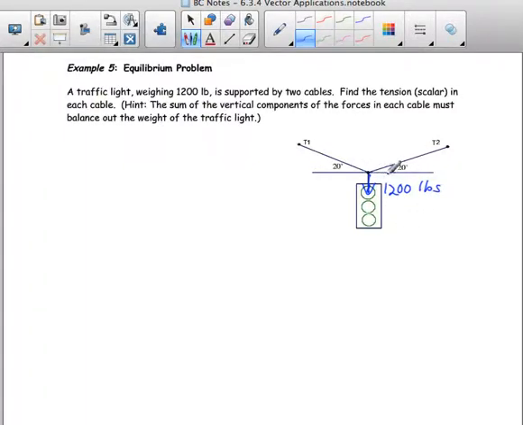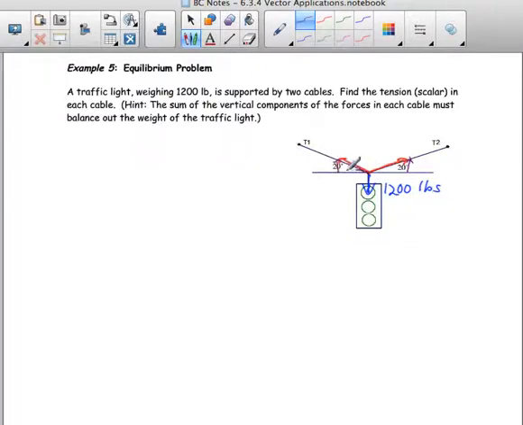And we're supposed to find the tension, which is actually a scalar. So we're supposed to just find the magnitude of the vector, which is pulling along each of these 2 cables. So the sum, there's a hint here that the sum of the vertical components of the forces in each cable must balance out the weight of the traffic light. So we can think that there's a force that's pulling along each of these cables, and together their vertical components have to equal the 1,200 pound weight of the traffic light.